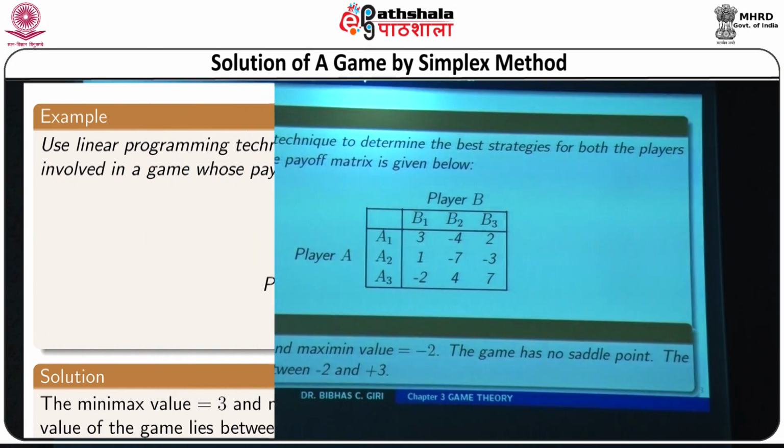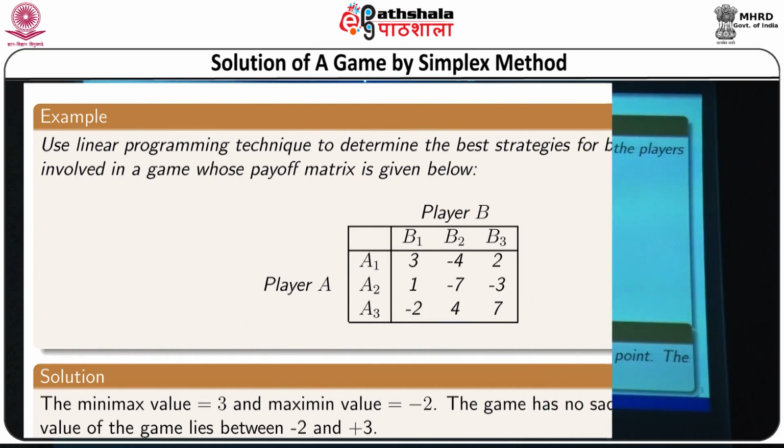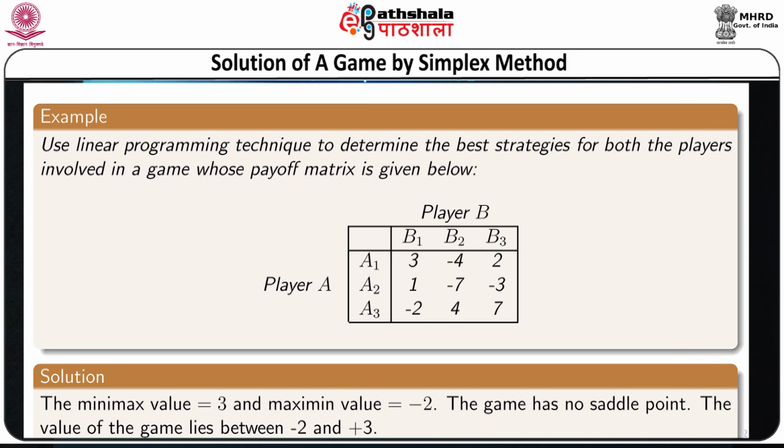From our discussion, we have come to know how we can transform a given game problem into an LPP. Now, we will show by an example how we can solve the transformed LPP by the simplex method. Let us consider an example to find the solution of a game by the simplex method. The payoff matrix is given as shown in the slide. The maximizing player has 3 strategies A1, A2, A3, and the minimizing player has 3 strategies B1, B2, B3.